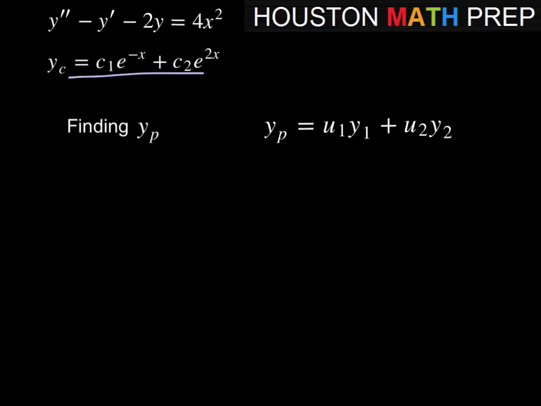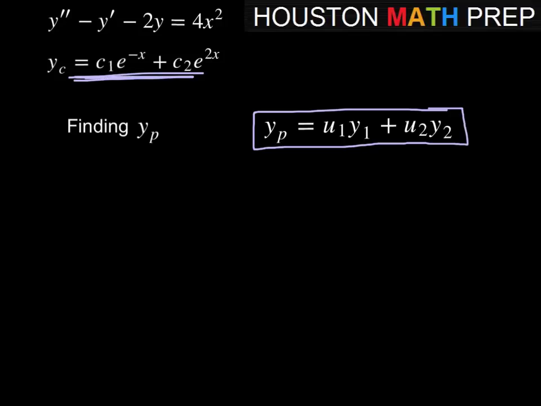Now we need to find the particular function. Our particular solution here is going to fit the form u sub 1 times y sub 1 plus u sub 2 times y sub 2. We already have y sub 1 and y sub 2. Based on the form of our complementary function, we have a constant times a function plus a constant times another function here. So what we already have is that y sub 1 is equal to e to the minus x, and y sub 2 is equal to e to the 2x. So we already have those two pieces down. Where we get u sub 1 and u sub 2 comes from the idea of the Wronskian, and so let's look at that.